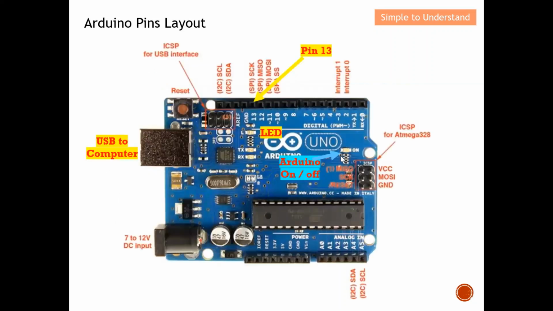This diagram here shows the Arduino Uno board. As I told you, this is pin 13. This pin 13 is linked to this LED. As I described earlier, if we put 5 volt here, the LED will turn on. If we put 0, the LED will turn off. This is what we are going to do later on. Let's take a look at how we can write the source code to turn on the LED.